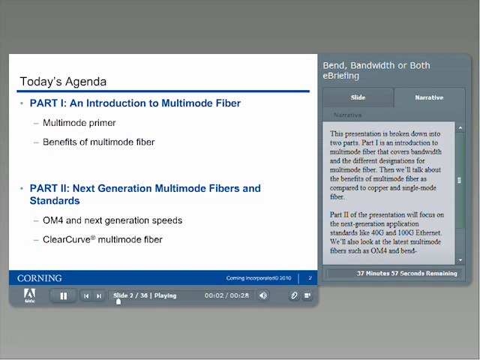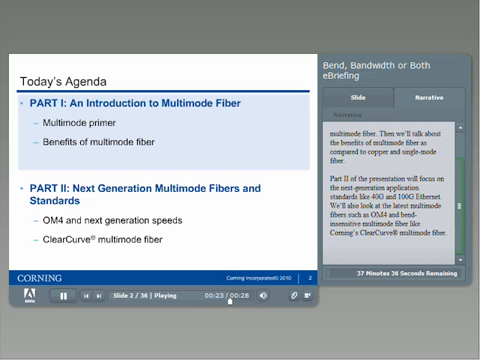This presentation is broken down into two parts. Part 1 is an introduction to multimode fiber that covers bandwidth and the different designations for multimode fiber. Then we'll talk about the benefits of multimode fiber as compared to copper and single-mode fiber. Part 2 of the presentation will focus on the next generation application standards like 40 gig and 100 gig Ethernet. We'll also look at the latest multimode fibers such as OM4 and bend-insensitive multimode fiber like Corning's ClearCurve multimode fiber.